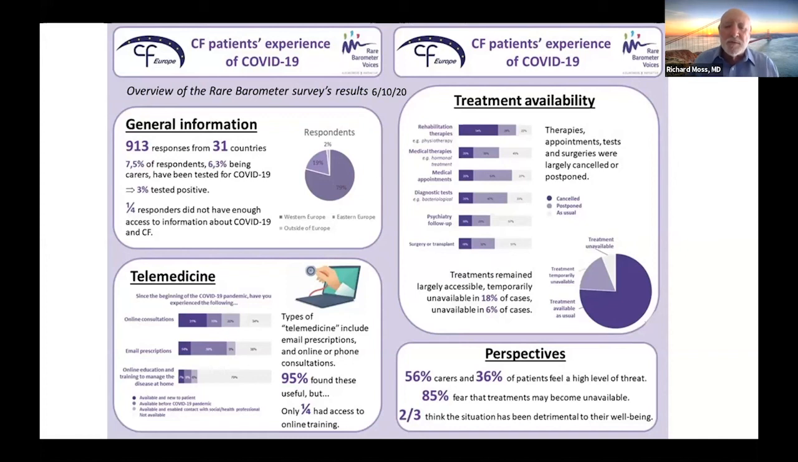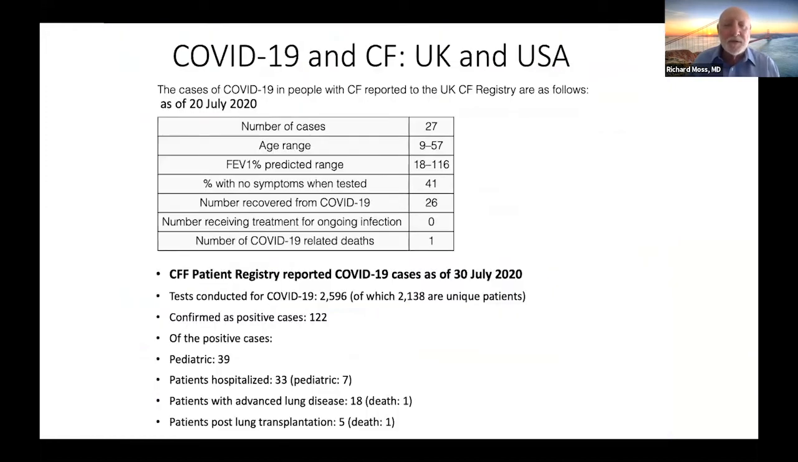Many people fear that treatments may become available, and the majority do feel that their health has been affected detrimentally by the pandemic. Very reasonable. The data that we have are beginning to emerge around the world. I've summarized some of the data now at the top at the UK. We have 27 cases as of July 20th, and we see a very wide range of FEV1 and age of patients. The good news here, most of the patients, 26 out of 27, have recovered, only 1 death.